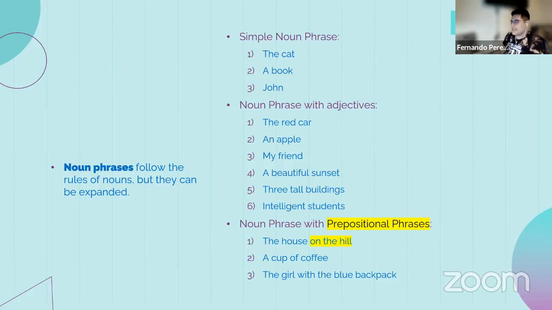So if you want to find the noun, consider the information that is connected with a preposition. The same thing happens with a cup of. A cup of what? A cup of coffee. And the girl. Which girl? The girl with the blue backpack. Prepositional phrases help you give more information.